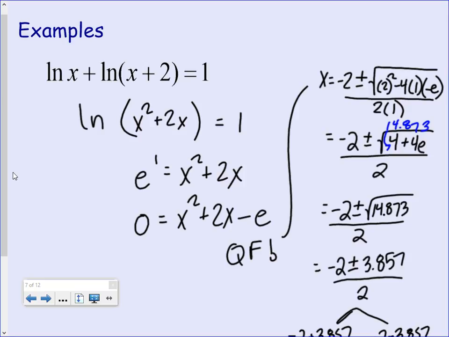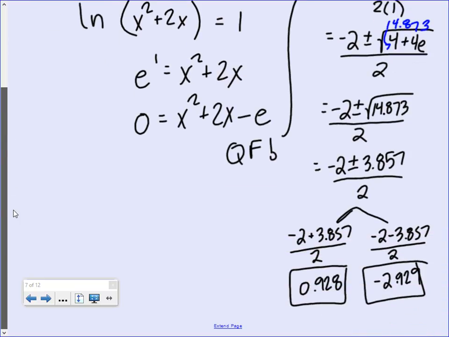0.929, any issues? No, good. Negative 2.929, issues? Yeah, that second one and that first one are both going to be negative. So we would cross that solution out and mark it as extraneous. That is a false solution for us. So we really only have one solution.